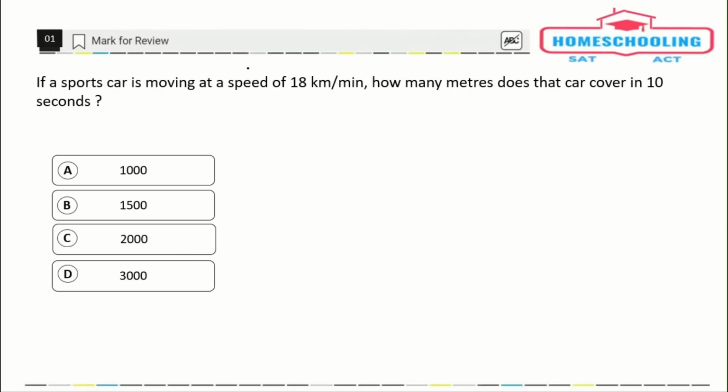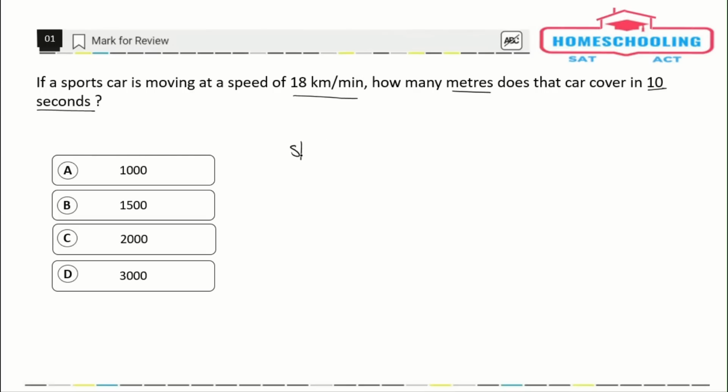Question number 1 says that if a sports car is moving at a speed of 18 kilometer per minute, then we have to find how many meters the car covers in 10 seconds. So we have to find meters and seconds. So in the question, how many meters does the car cover in 10 seconds, we have to convert this kilometer per minute to meter per second.